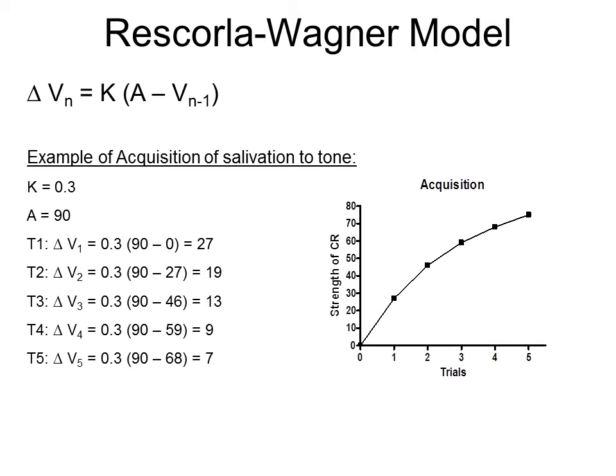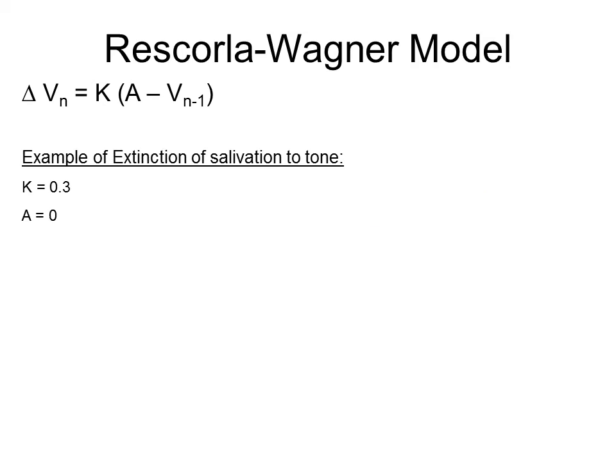What about extinction? Can the Rescorla-Wagner model effectively and accurately predict the outcome of extinction? Well, let's go through an example and demonstrate how it can effectively make that prediction. So the equation is the same: delta Vn is equal to the salience k times the asymptote A minus Vn minus 1.